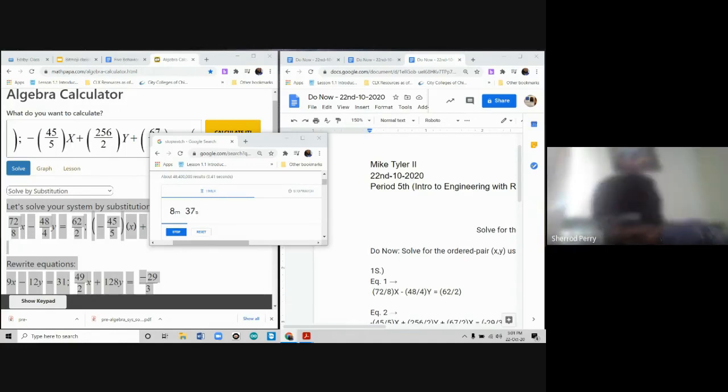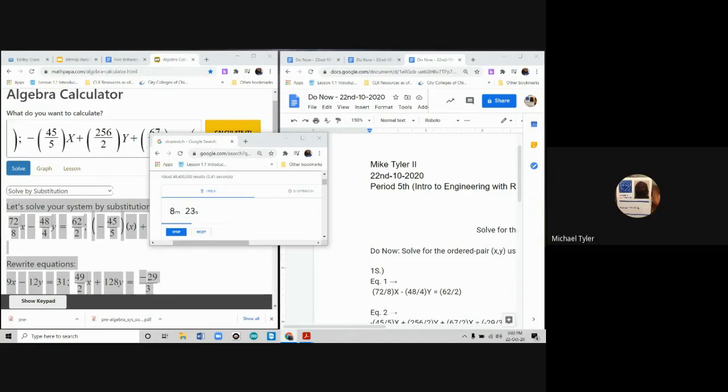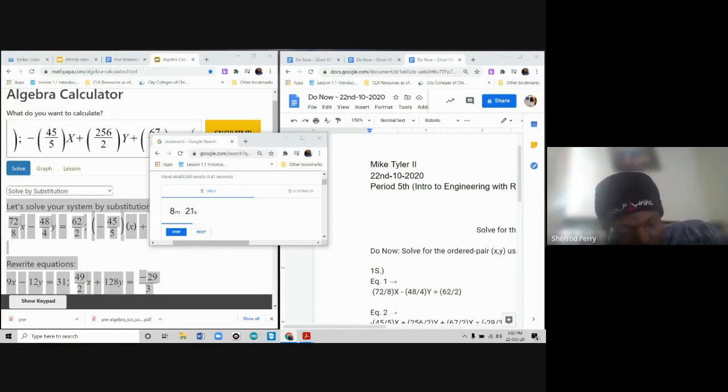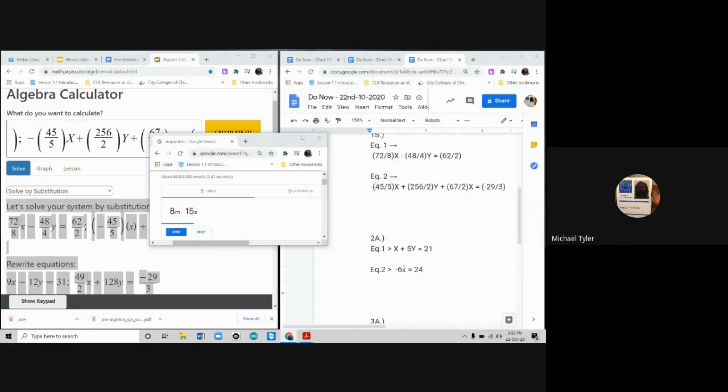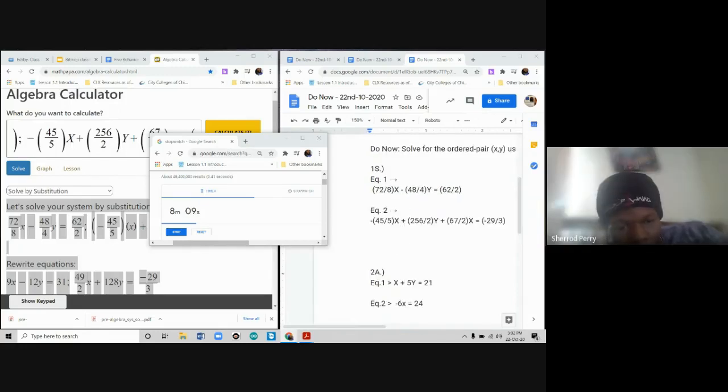Yo, for equation number 2 on 2A, it's just negative 6x equals 24. That's it. Okay, which part are you talking about? You said 2A, equation 2 on 2A, it's just negative 6x. 2A. Yeah, it's negative 6x. Oh, you moved on, huh? Did you get all the steps for the first one though? Yeah, I got all the steps.